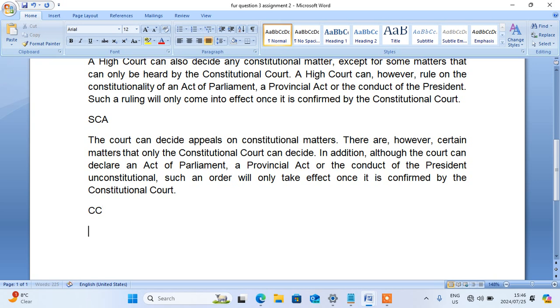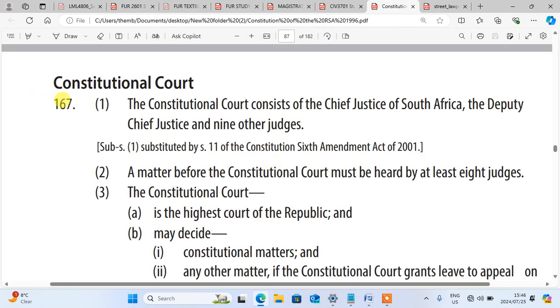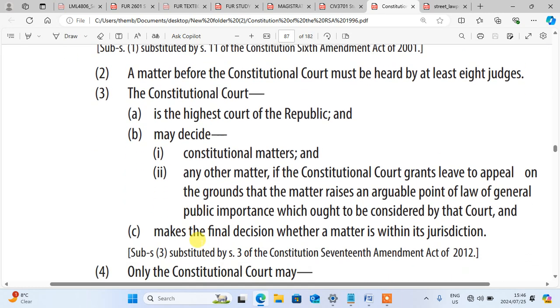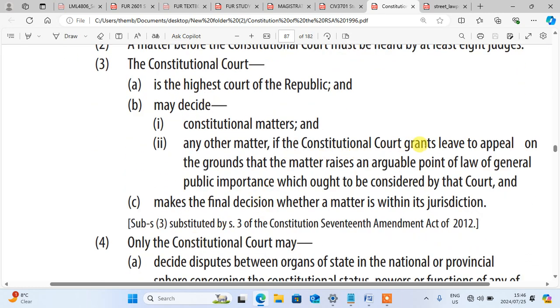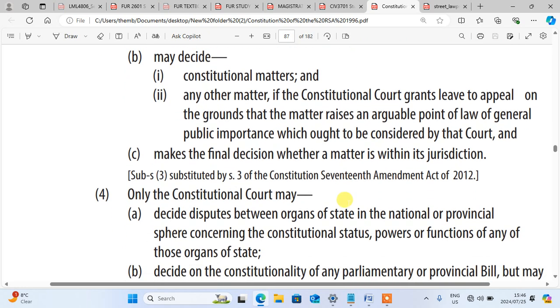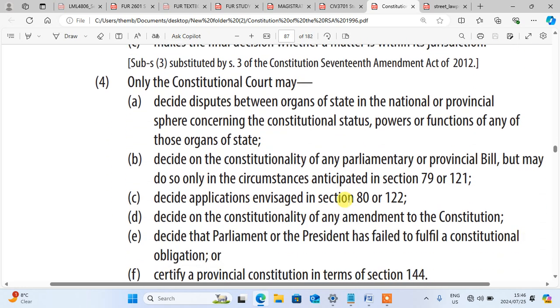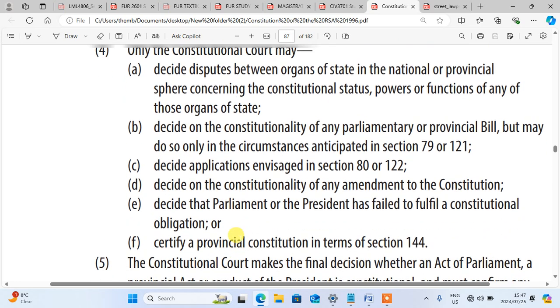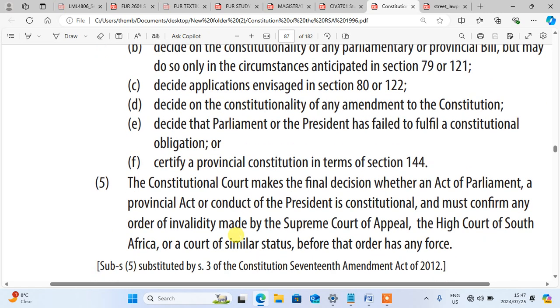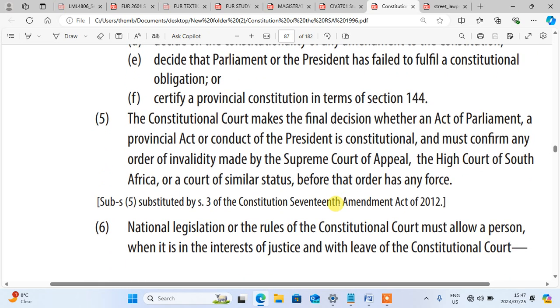Constitutional Court. Then this is 167. The Constitutional Court may decide constitutional matters and other matters if the Constitutional Court grants leave to appeal on the grounds that the matter raises an arguable point of law of general public importance which ought to be considered by the court, and make a final decision whether a matter is within its jurisdiction. The Constitutional Court also decides the disputes that have been listed here, which are many. Even making the final decision on an Act of Parliament. So those things are decided by the Constitutional Court.